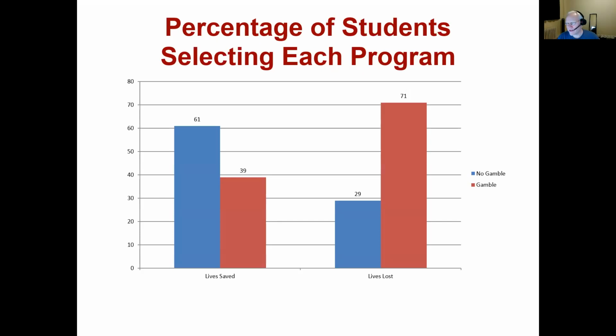So if we present the options in terms of lives saved versus lives lost, we see a complete change in people's risk preference, right? When it was termed in terms of lives saved, 61% of people preferred the no gamble option. They preferred the sure thing, the guarantee 200 people will live. So the majority, when it was put in terms of lives saved, didn't want to gamble. Conversely, 71%, so a stronger majority even, when it was framed in terms of lives lost, preferred the gamble.